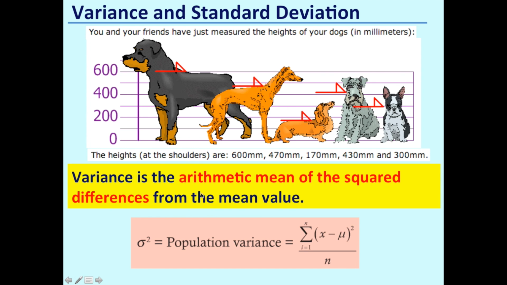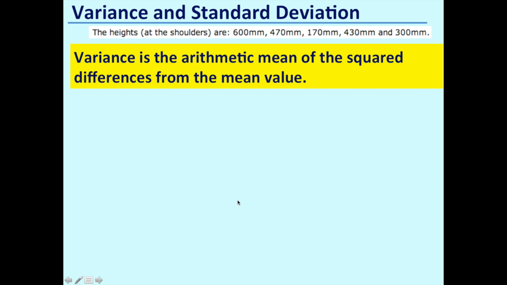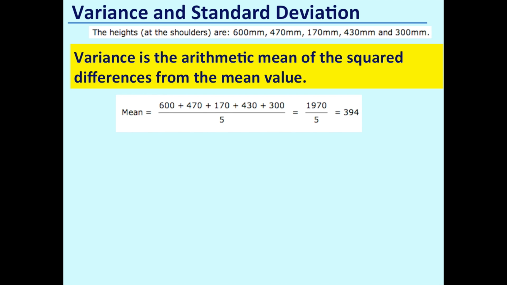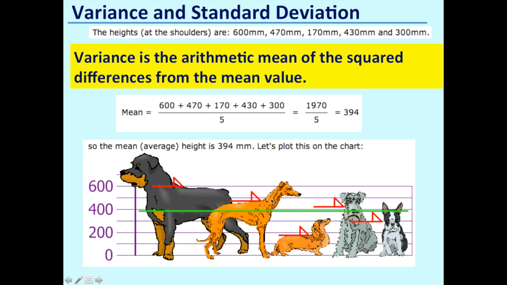So let's try and have a look at this and break it down into something that we can get our heads around. We've said then that variance is the arithmetic mean of the squared differences from the mean value. So let's start off by working out what the mean value is. That should be quite straightforward. Here are our 5 heights of the dogs. Add them up, divide by 5, yielding an average height of 394 millimeters. The average then represented on the diagram by this green line here.